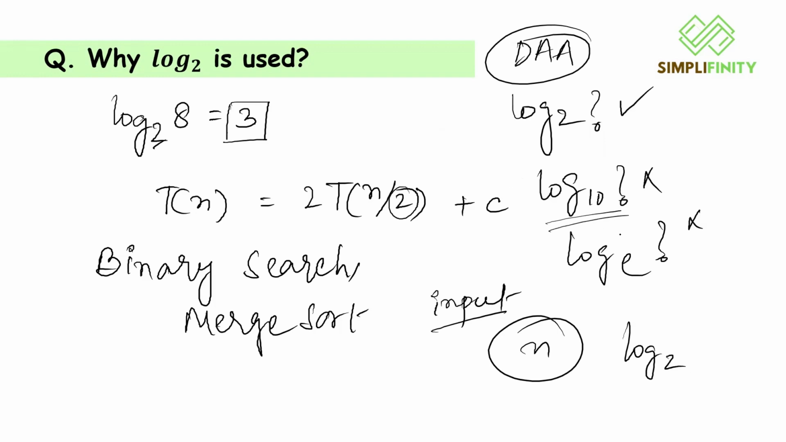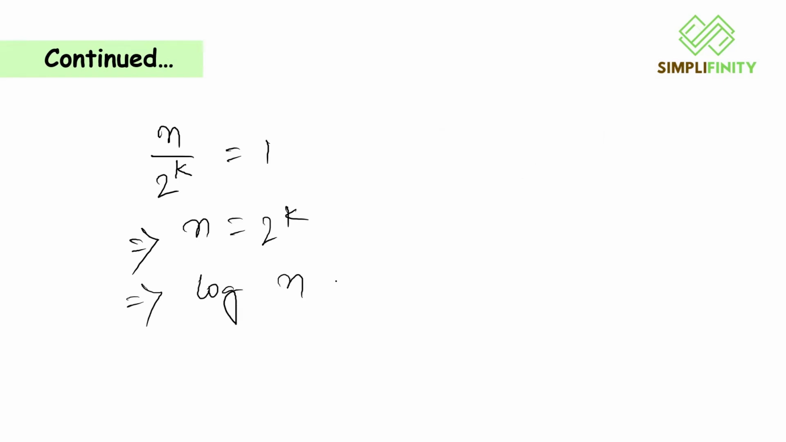When I first learned about this, we were taking log on both sides, right? So when we had n by 2 to the power k, we used to set this equal to 1 or a constant. Then n would be 2 to the power k. Then we used to take log on both sides. So this becomes log n, and this becomes k log 2.